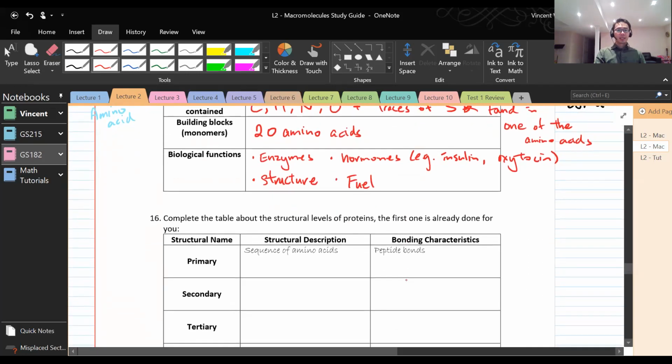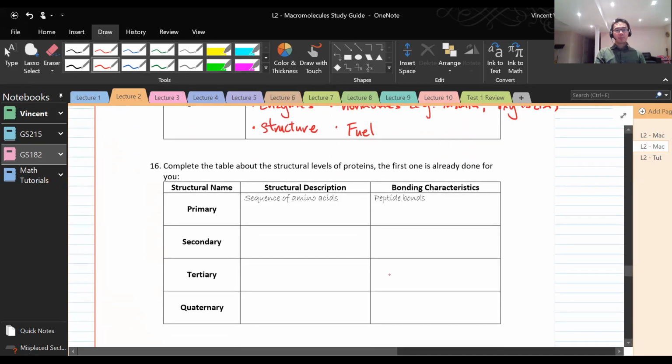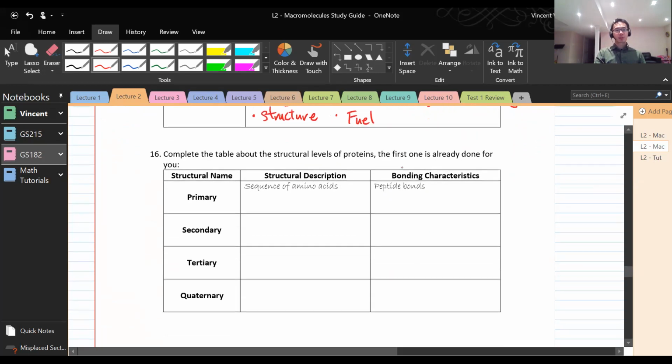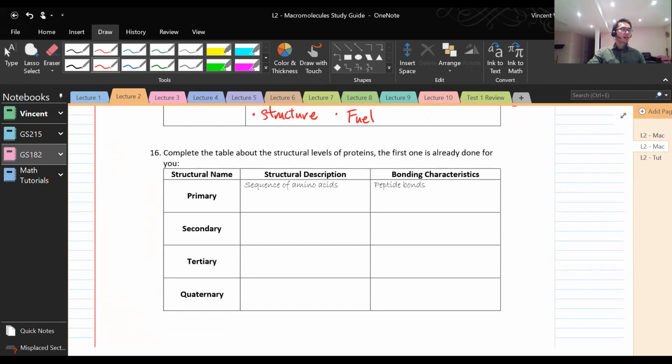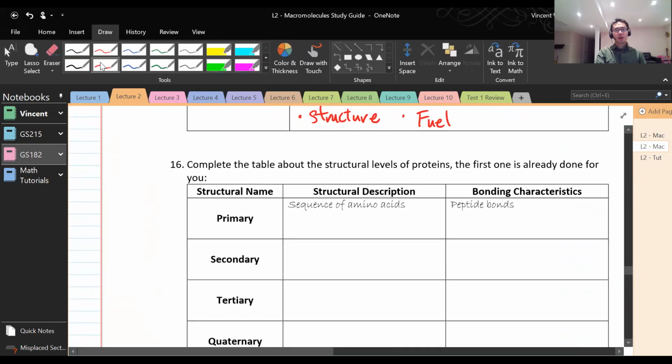All right. Next, complete the table about the structural levels of proteins. Okay, the first one is already done for you. Our primary structure refers to the sequence of amino acid that we link together. So which of the 20 amino acids do we put together? Well, this is determined by the DNA code. Okay.